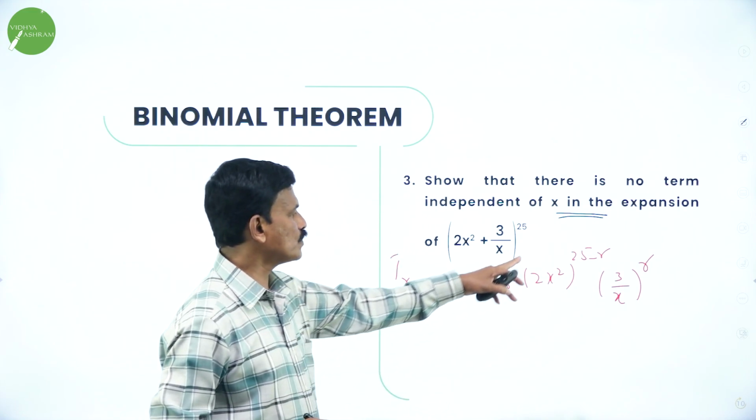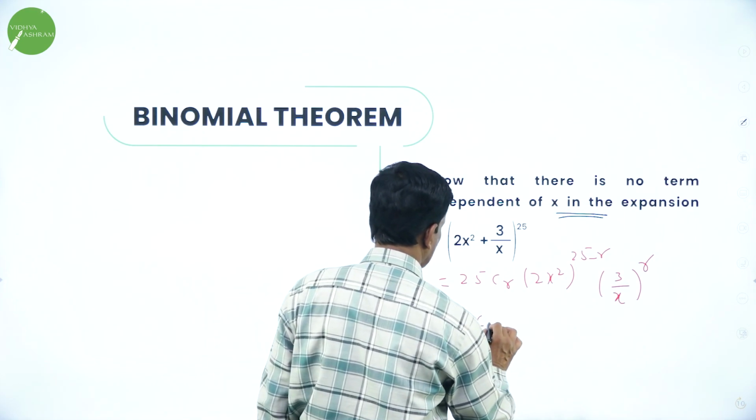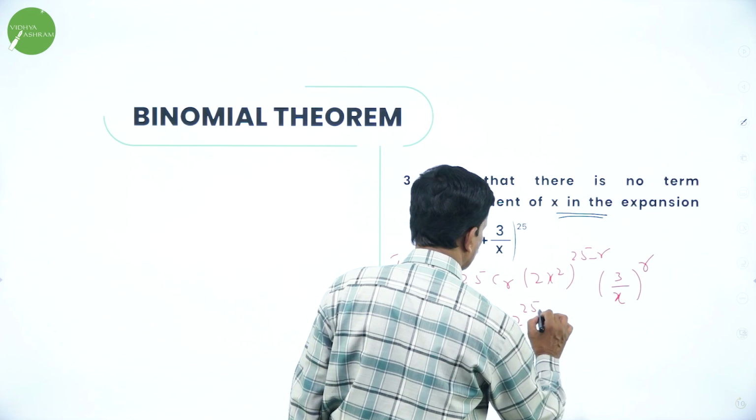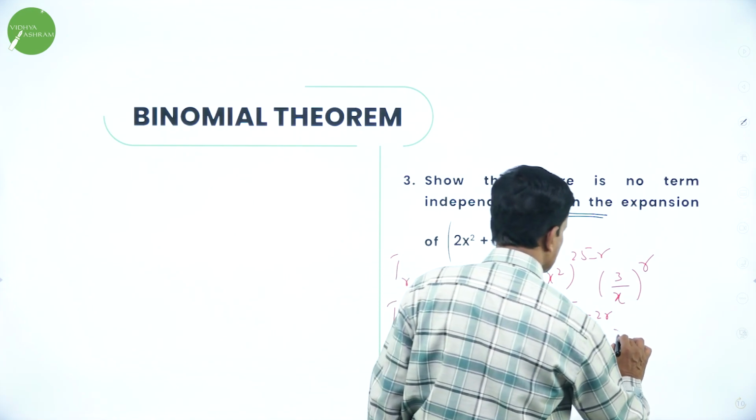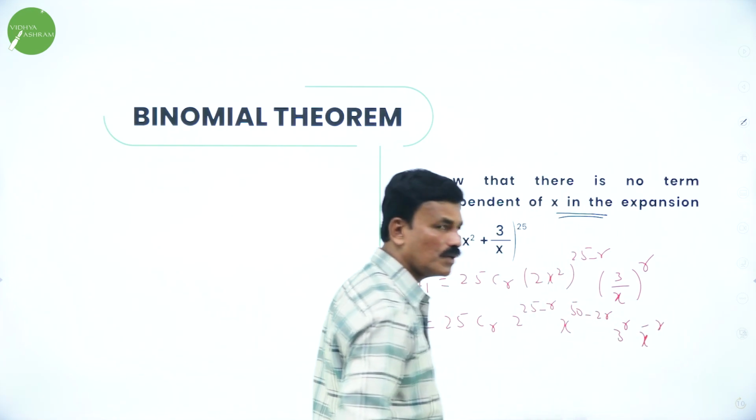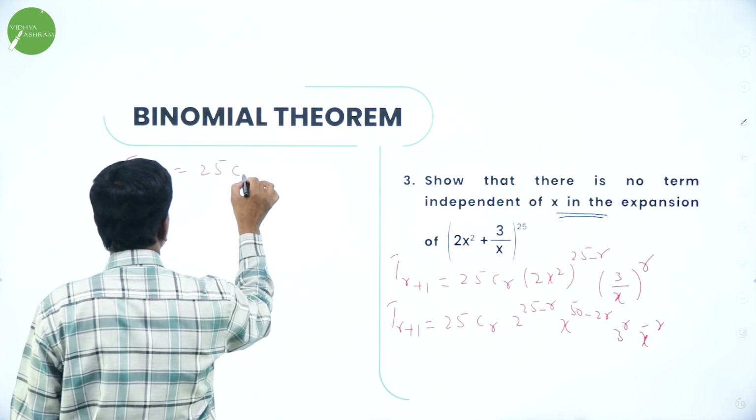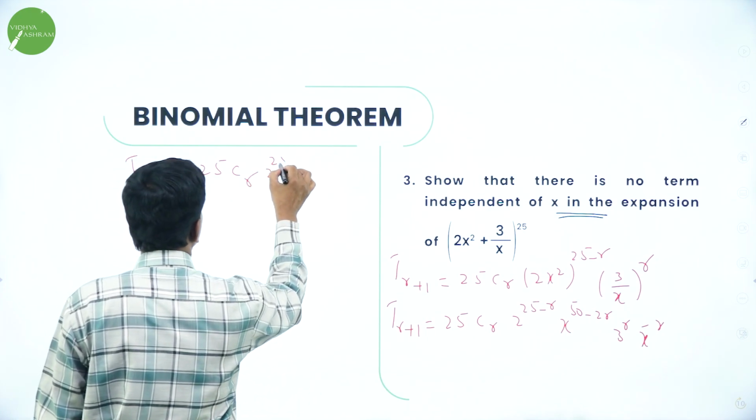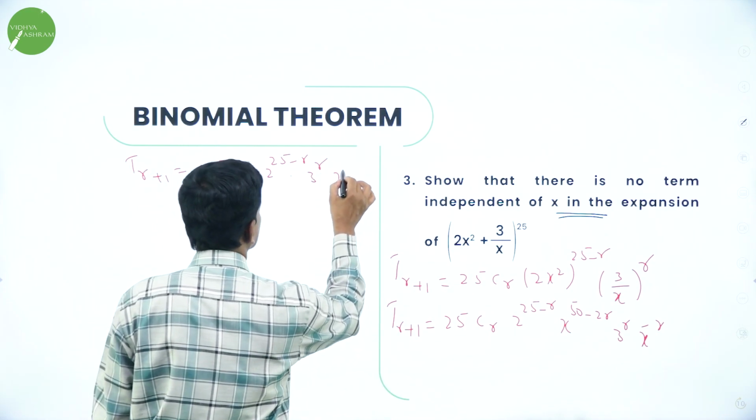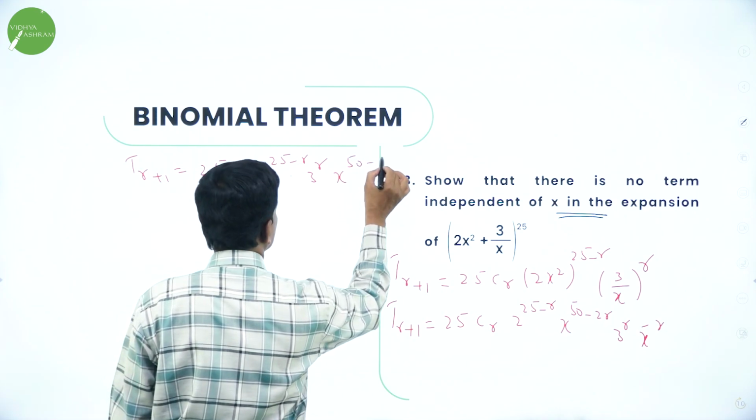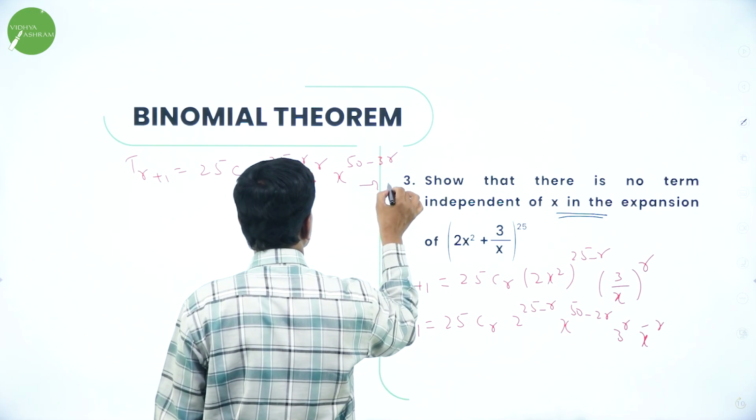So n C r, x to the power of n minus r, a raised to r. So that is T r plus 1 is equal to 25 C r, 2 to the power of 25 minus r, x to the power of 50 minus 2r. This is 3 to the power of r into x to the power of minus r. So therefore this can be written as T r plus 1 is equal to 25 C r, 2 to the power of 25 minus r and again 3 to the power of r, and equate the terms containing x. x to the power of 50 minus 2r minus r is minus 3r. Now let us represent this as equation number 1.